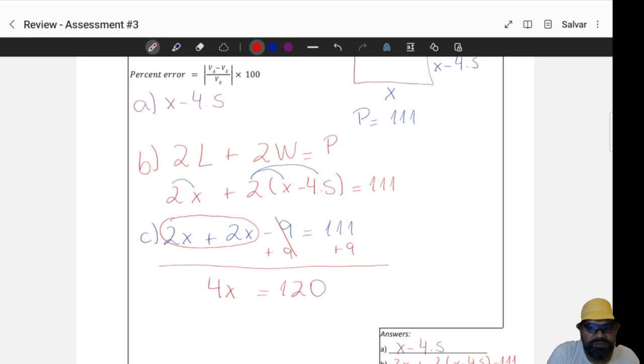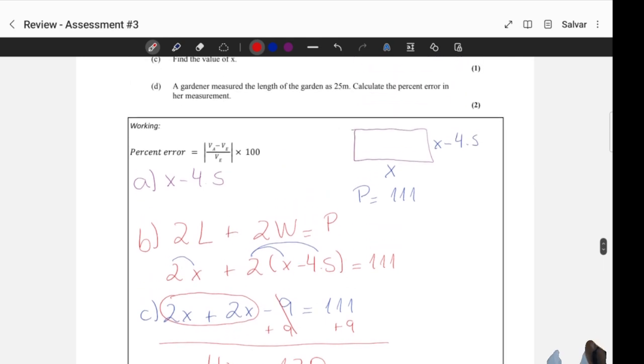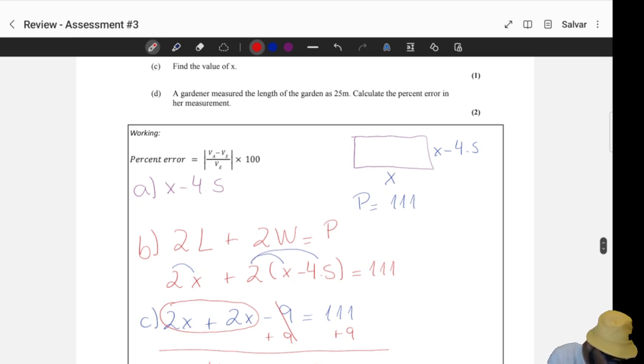Which number times 4 is 120? Which number times 4 is 12? Oh, it's 3. Then 30. Okay, x equals 30. Then I know my x equals 30. The long leg, 30. And the last question is, our gardener measured the length of the garden as 25 meters. Calculate the percent error in her measurement.